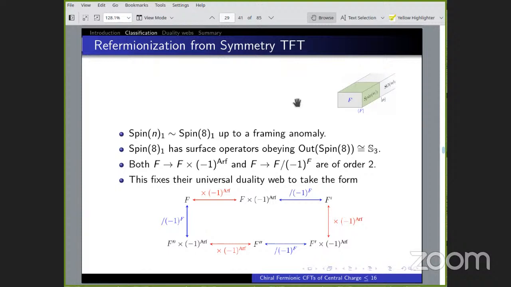What does it mean that the surface operators obey this S3? On the same manifold, if they're supported on the same homology class, then they obey this law. Okay, so they have to be in the same homology class, and then if S3 is a group, you can take a product of two elements.